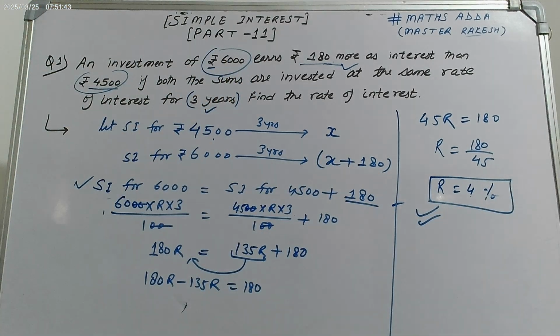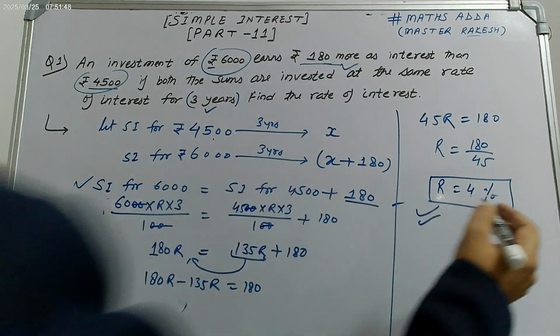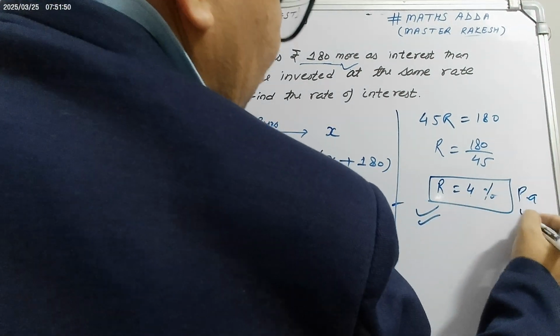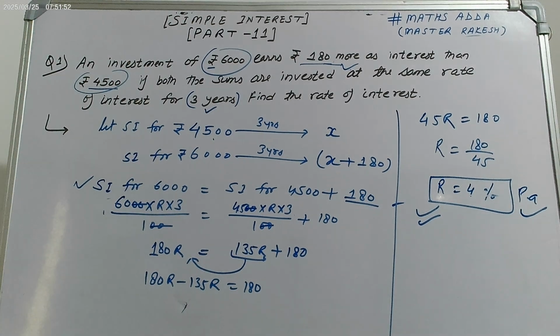So this is one of the beautiful questions. So 4% per annum would be the answer for this question.